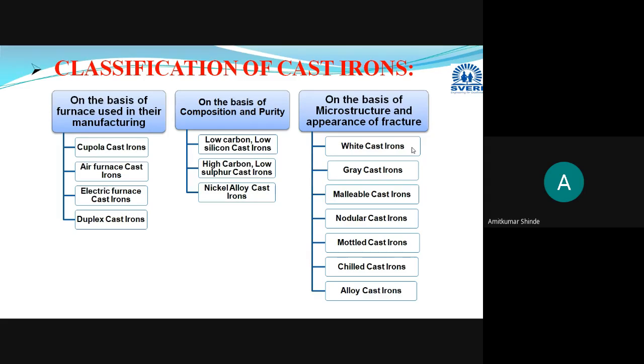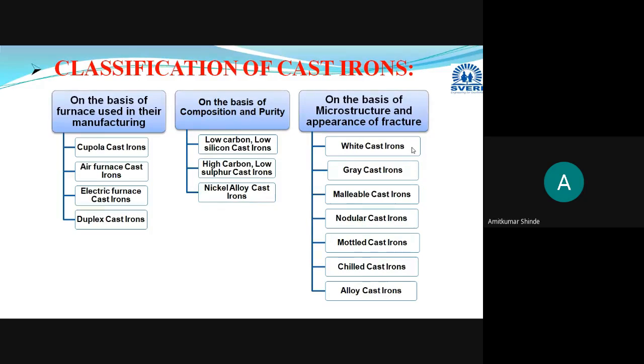That is, in the white cast iron, carbon will be present in the combined form, as a cementite phase. Now, in the gray cast iron, free carbon will be present in the form of graphite. If you observe their microstructures, you will be able to see black, flake-like structures. Some thick lining structures will be visible under the microscope. That will be your gray cast iron.